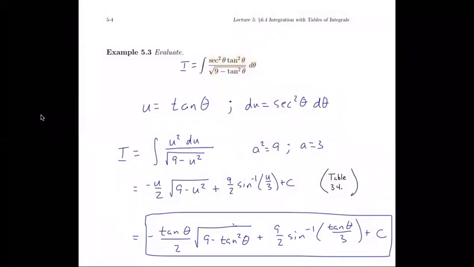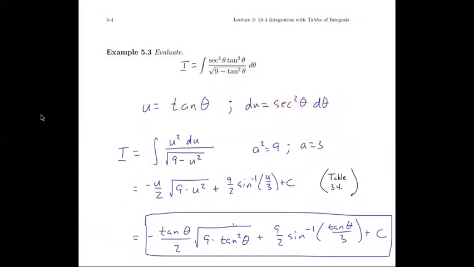So if we let u be equal to tangent theta, I'm focusing on down here, then I'd have something like 9 minus u squared, right? And that could be off to a good start. Let's see what happens to the rest of things. If u is equal to tangent theta, then du is secant squared theta d theta, just by the derivative of tangent theta.